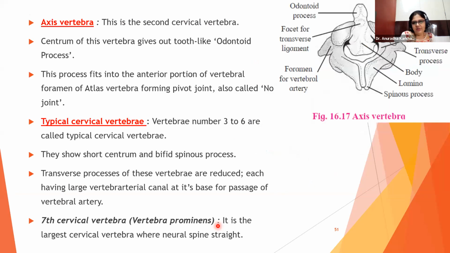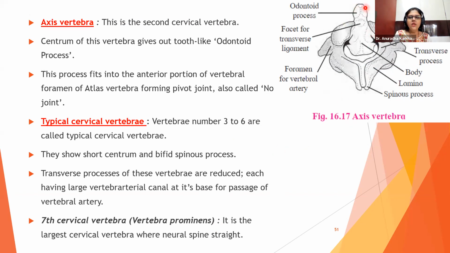Second comes the axis vertebra. Now let us understand the speciality of the axis vertebra. The axis vertebra is the second vertebra of the cervical vertebrae. The centrum of this vertebra gives out a tooth-like process called the odontoid process. Odontoid is associated with tooth. So you can see this tooth-like process.